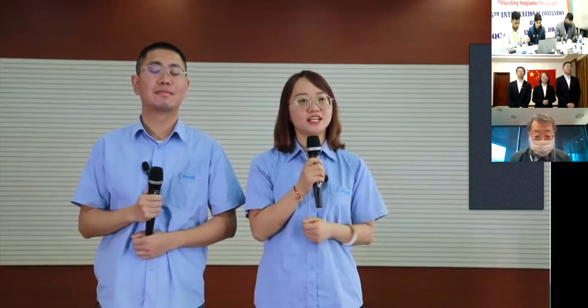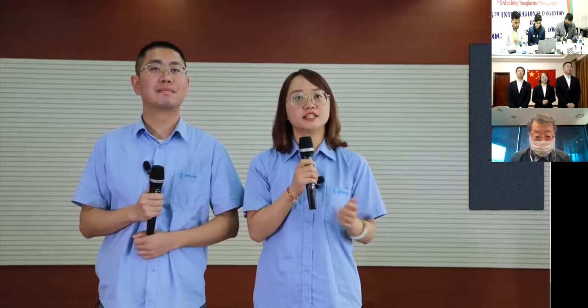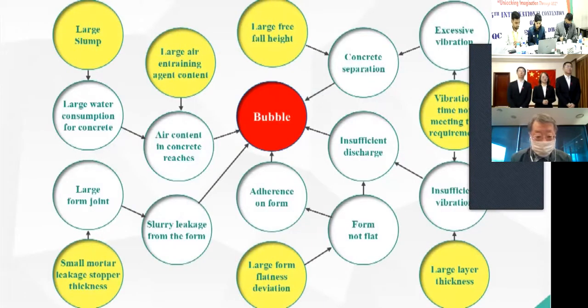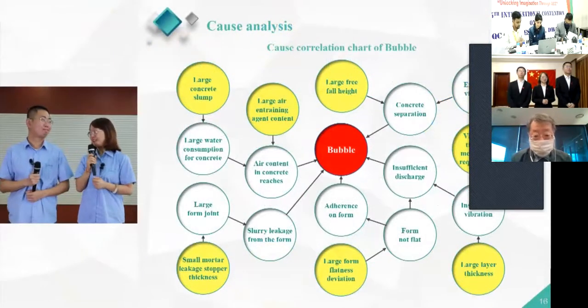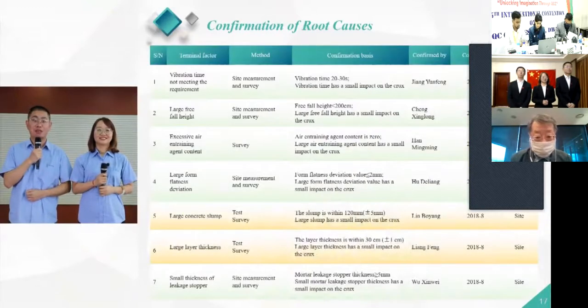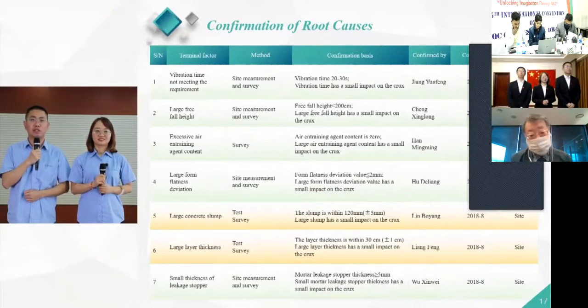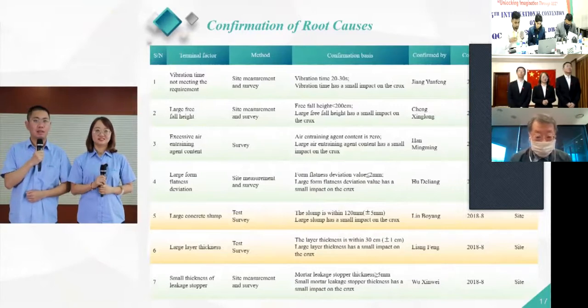Chapter 4, Cause Analysis. We conducted a study on the possible causes of the bubble defect with the use of the brainstorming method. Through such investigation, in combination with marine engineering knowledge, we drew the cause correlation chart for the generation of bubbles. Finally, we identified 7 terminal factors. The team analyzed all the terminal factors by confirming the method and the basis, and arranged personnel to confirm every terminal factor. Next, we will provide details on the verification process of each factor.